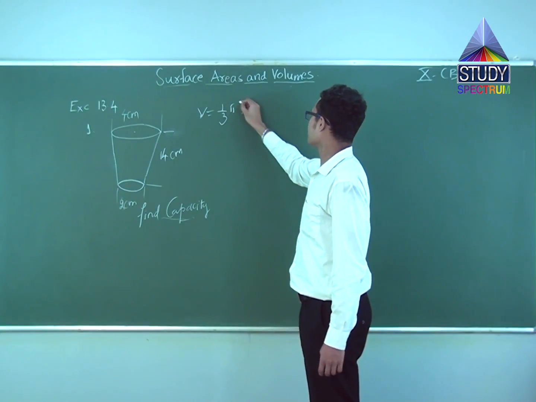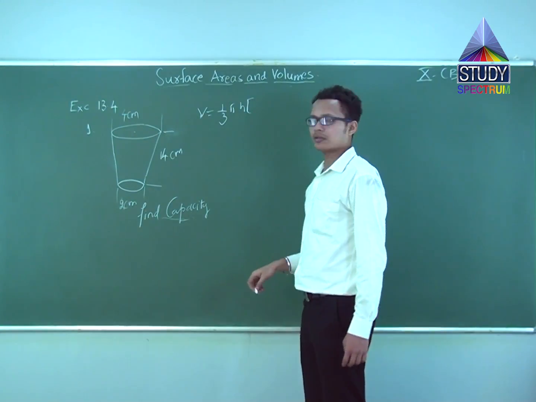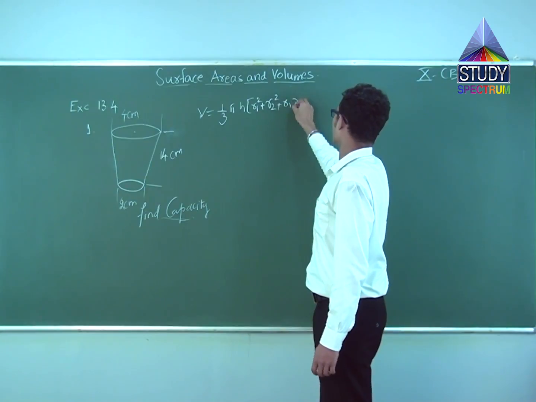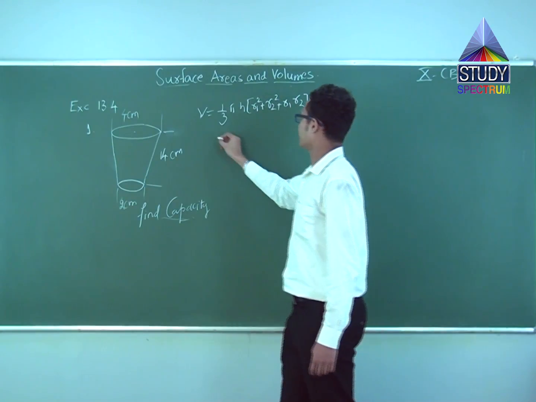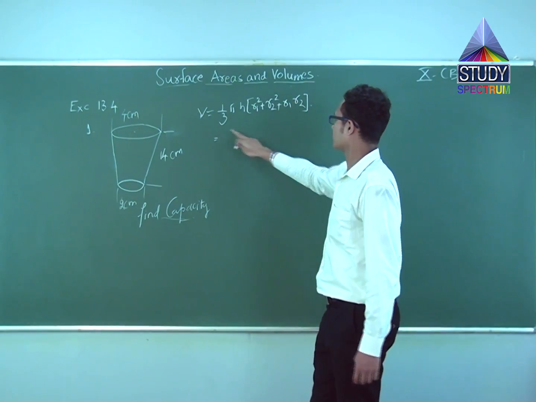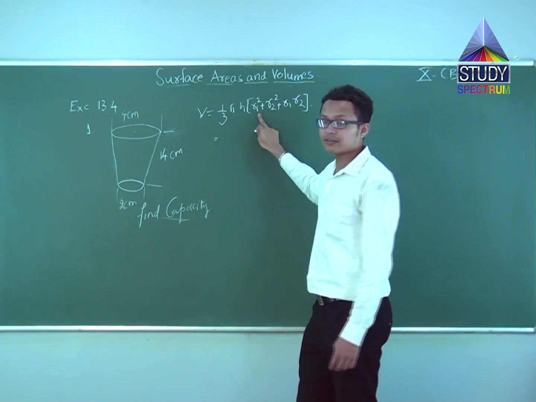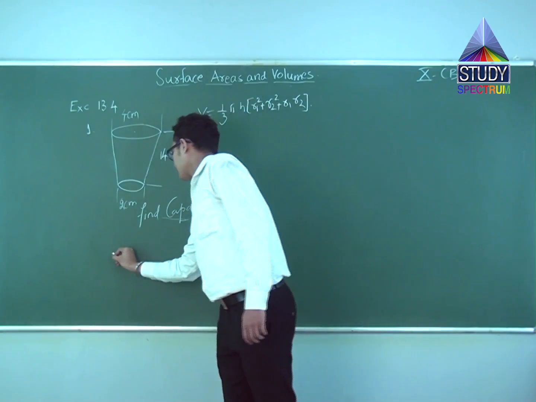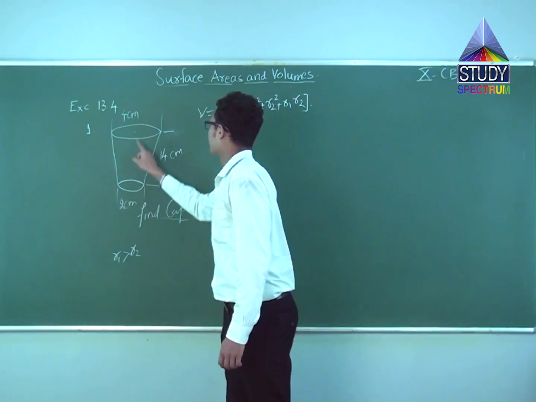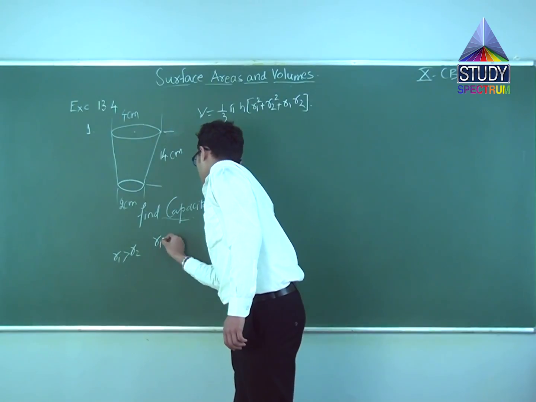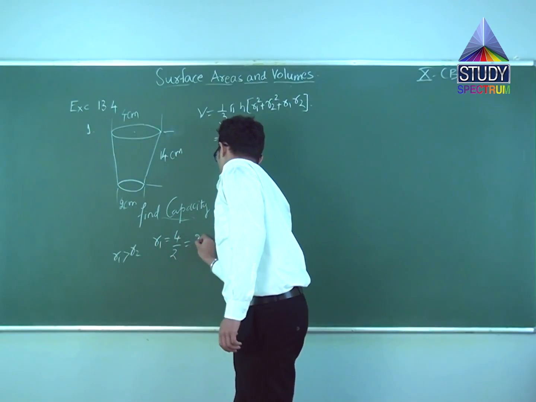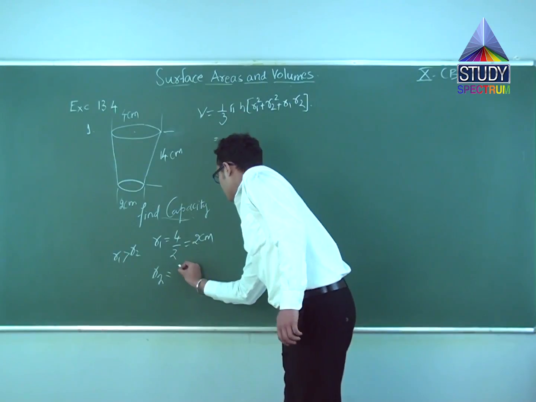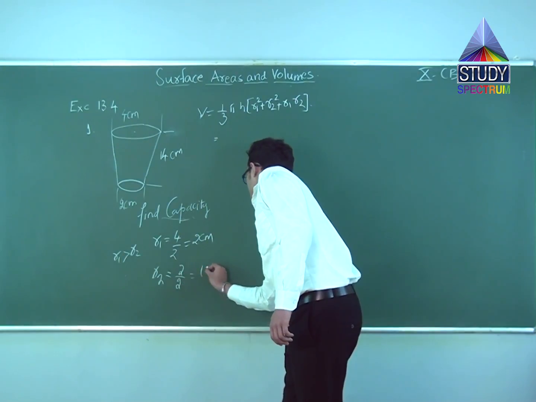So we write 1 by 3 pi into h. Instead of r square, we write r1 square plus r2 square plus r1 into r2. And substitute values of h, r1 and r2 to get the volume. But let's find r1 and r2 first. As in the previous explanation, I have taken r1 greater than r2. So r1 obviously will be 4 by 2 centimeters, and r2 is 2 by 2, which is equal to 1 centimeter.